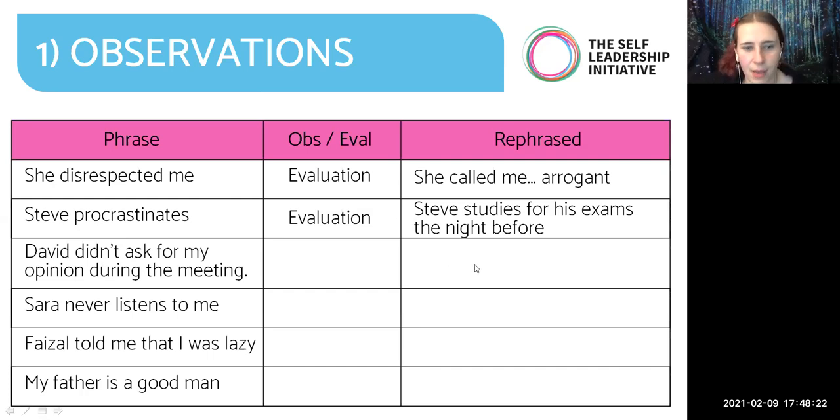David didn't ask for my opinion during the meeting. I think we're on it with that one. 6 of us have said that's an observation, which is quite right. Again, if it's factually true, it's an observation.